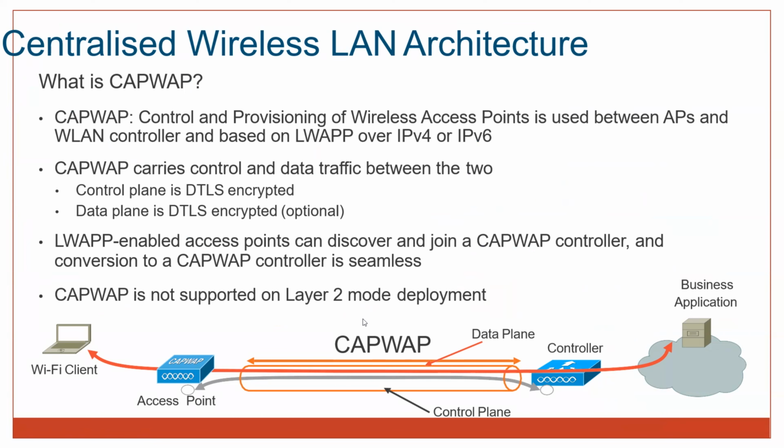We need CAPWAP tunnel, this secure tunnel in between the APs and the controllers. And we have two types of tunnel you can see mentioned here, control plane and data plane. So in between this, all the messages exchange is happening. And this diagram is actually very interesting. You can see that first you have this CAPWAP tunnel, right? And then only the Wi-Fi client is able to reach the business applications.